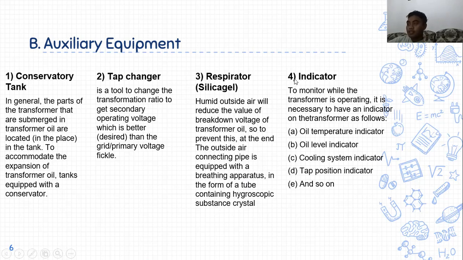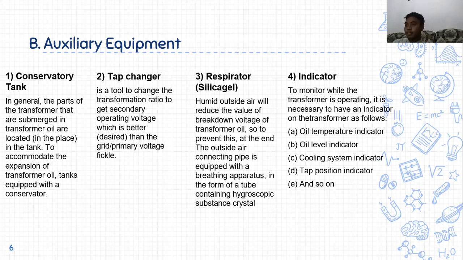Number four is the indicator. To monitor the transformer while it is operating, it is necessary to have indicators on the transformer as follows: A is the oil temperature indicator, B is the oil level indicator, C is the cooling system indicator, D is the tap position indicator, E and so on.